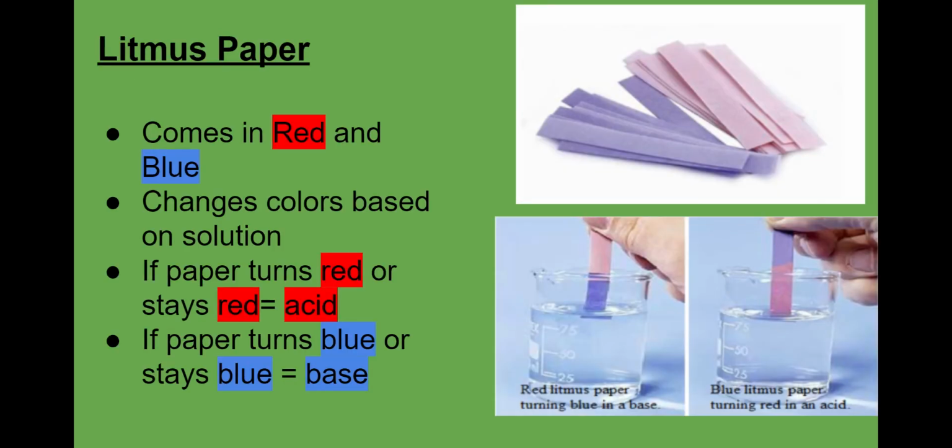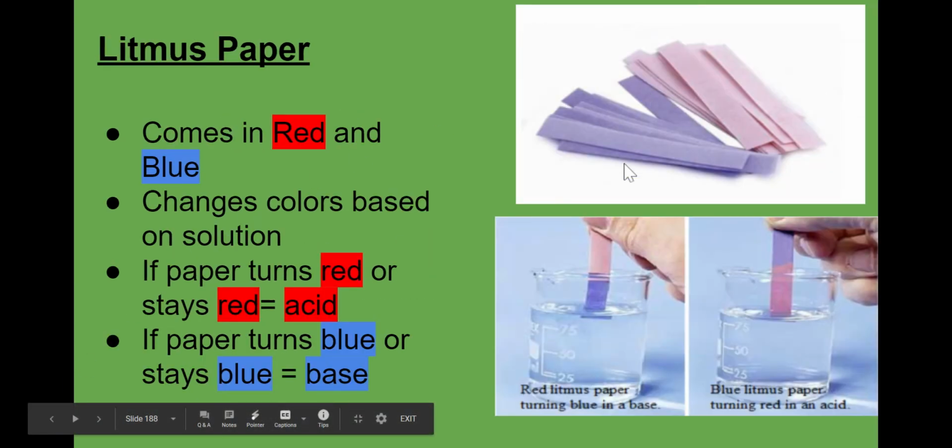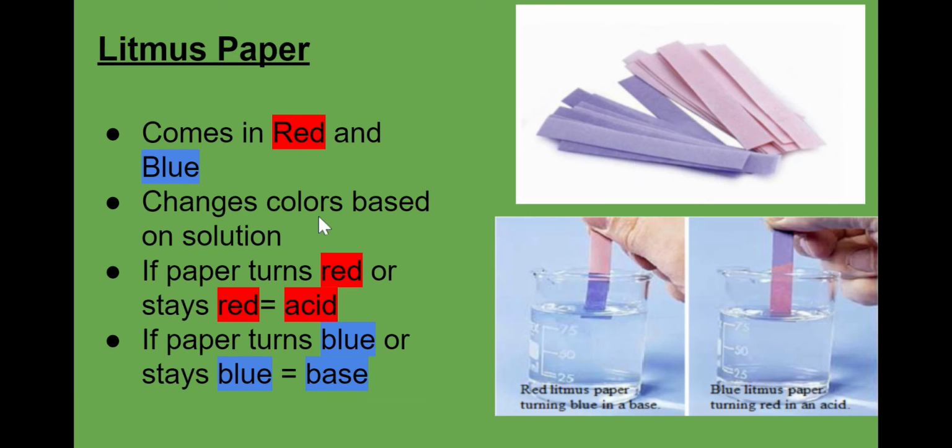So first up is litmus paper. Litmus paper comes in red and blue paper, like what you see over here. It changes its color based on the solution. So if I have red paper and I dip it into a solution and it stays red, or if I used blue paper and it turned a red color, that would indicate an acid.